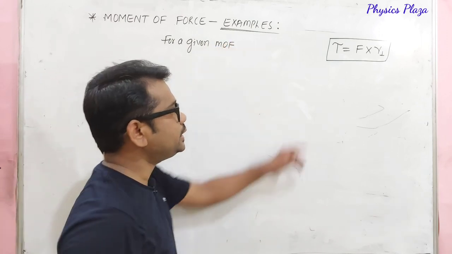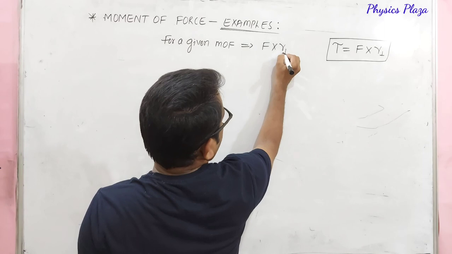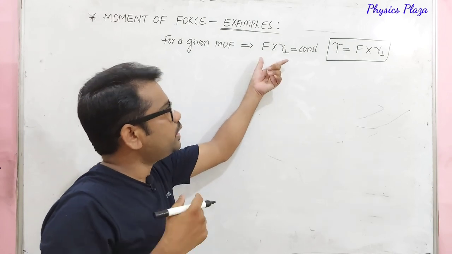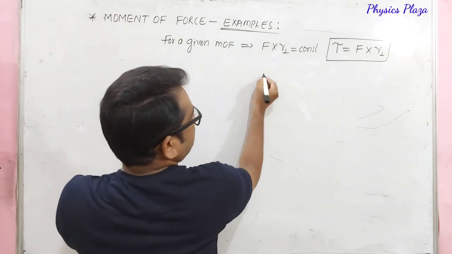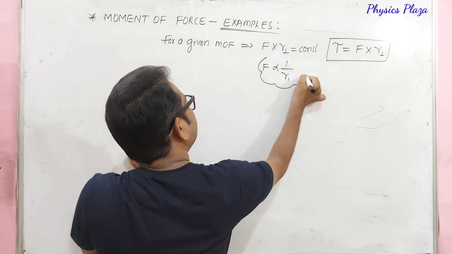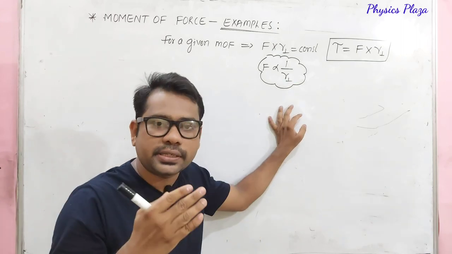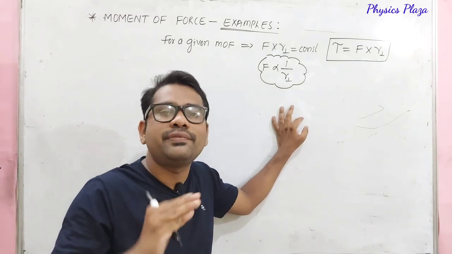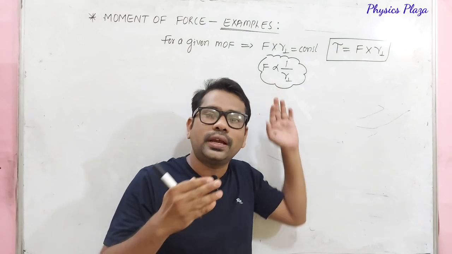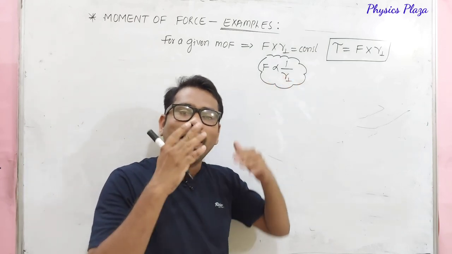But dear children, for a given moment of force, that is, for a constant tau, we know that F into perpendicular distance is constant. For a constant moment of force, this product should be a constant only. So from this we can write that F is inversely proportional to the perpendicular distance. Children, this is a very important conclusion. More the perpendicular distance, less is the force required to rotate the body which is pivoted, whereas if the perpendicular distance is less, then more is the force required to rotate that particular body which is pivoted. This is a key point in order to understand the applications of moments of force.